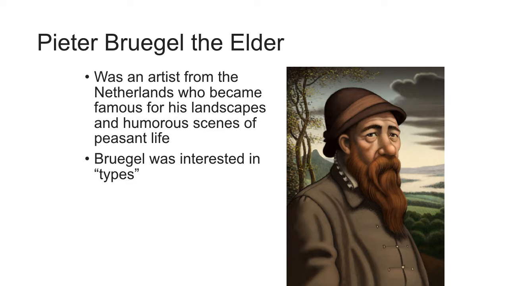Peter Bruegel the Elder is a very famous artist from the Netherlands. He is famous for his landscapes and humorous scenes of peasant life. Bruegel was also interested in social types. So this means when you see a recognizable figure, identifiable as farmers or townspeople.